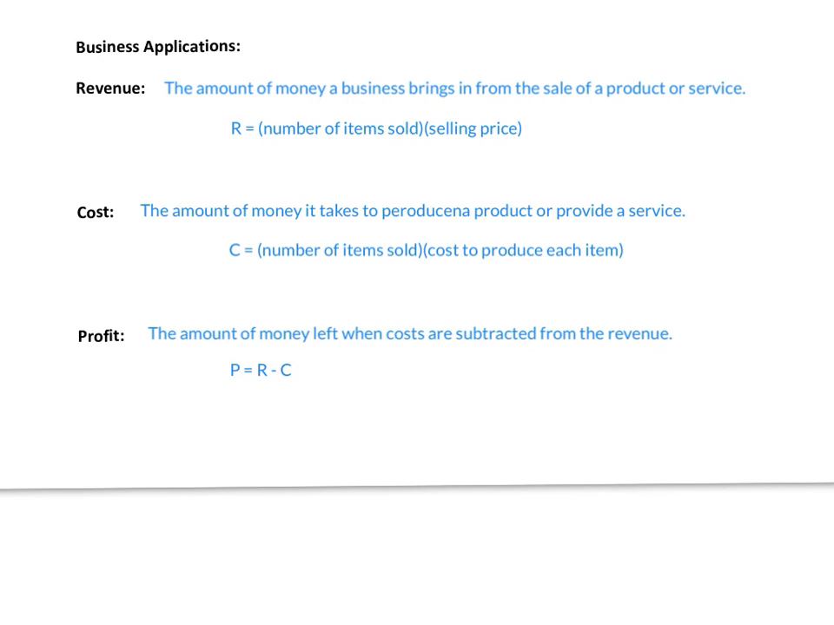Your cost is the amount of money it takes to produce a product or provide a service. And I need to fix my typo here. Magically, it's fixed. And with that lawn cutting business, you would have costs like the cost for fuel to put into your lawnmower to make it run, the cost for oil changes, the cost of actually purchasing the lawnmower, the cost of getting your blades sharpened, and so on. So you do have operating costs there. So your cost would be your number of items sold times the cost to produce each item.